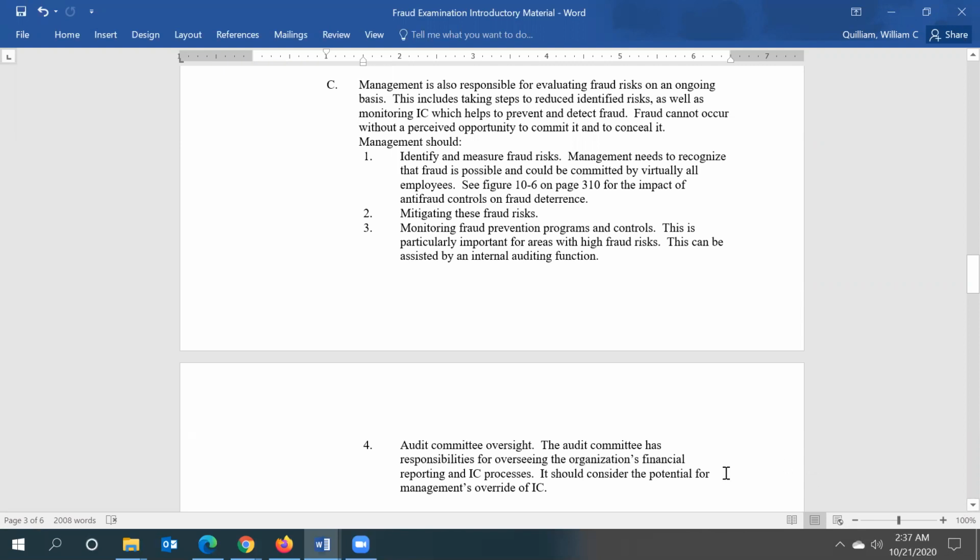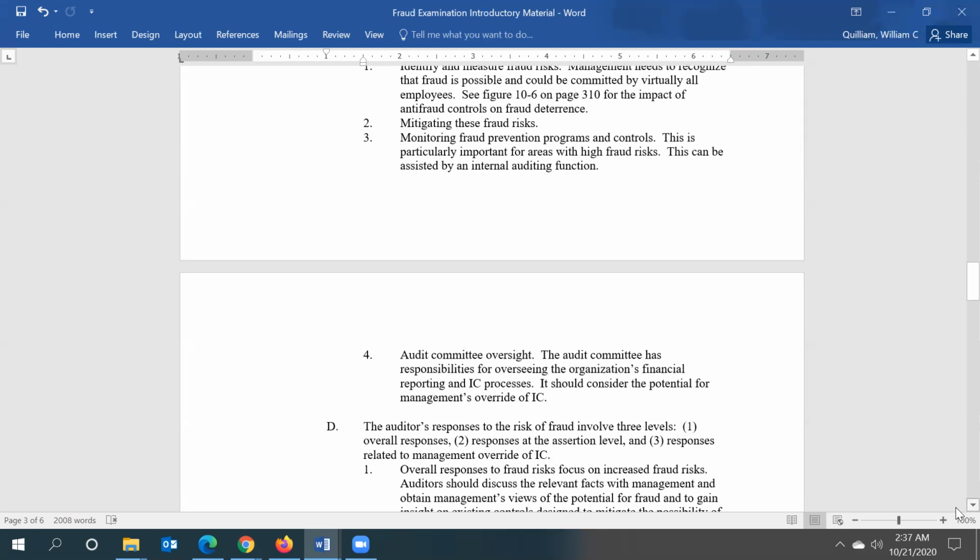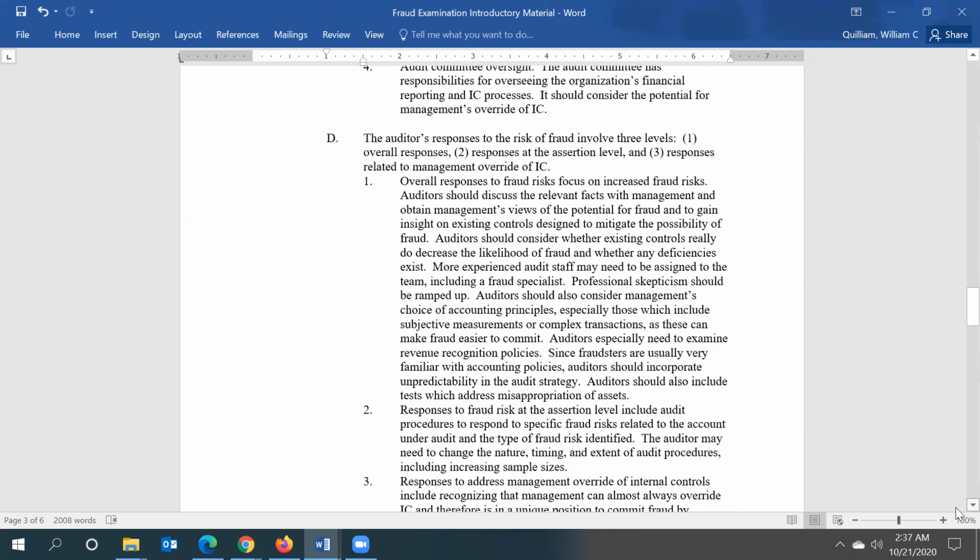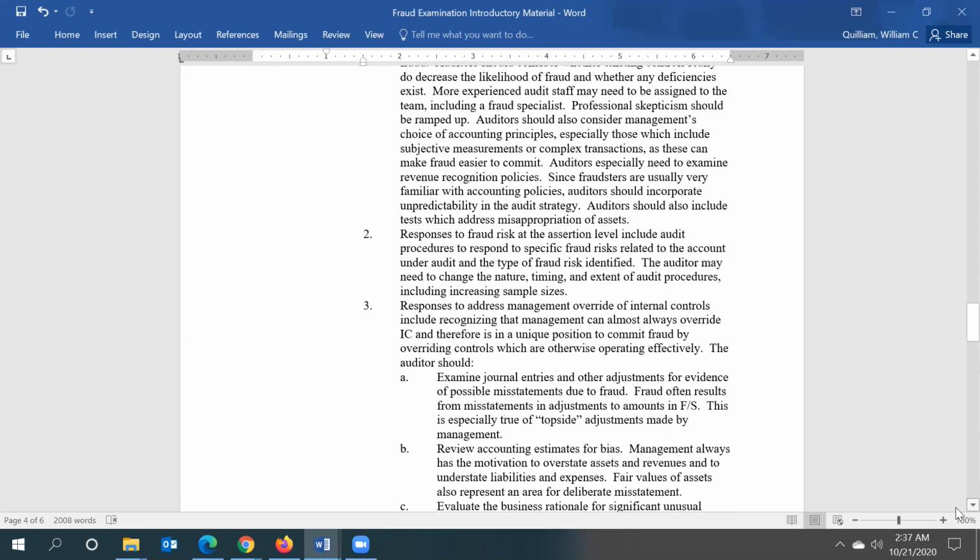Then number 4, we also need audit committee oversight. And the audit committee has responsibilities for overseeing the organization's financial reporting and internal control processes. It should also consider the potential for management's override of internal control. That's another inherent limitation of internal control. Management, if we get to a high enough level of position, can always override internal control by taking advantage of that position, doing things that a lower level employee could not. D, I'm not going to worry about. That's really for my auditing class.